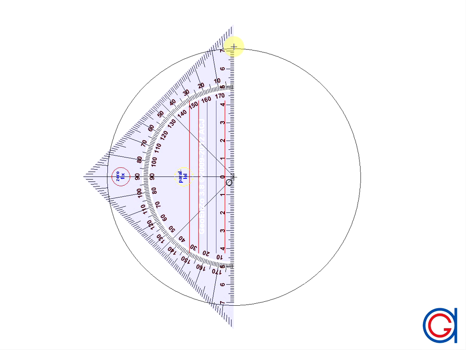Hello, let's draw a regular hexagon inscribed in a given circumference. The first step, we are going to draw the vertical diameter which cuts the circumference at 2 points, A and D.